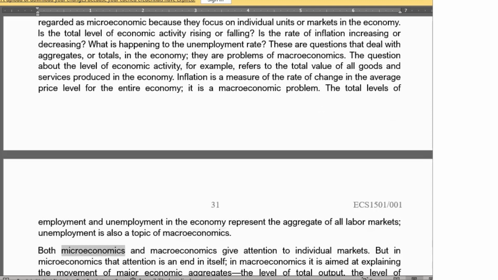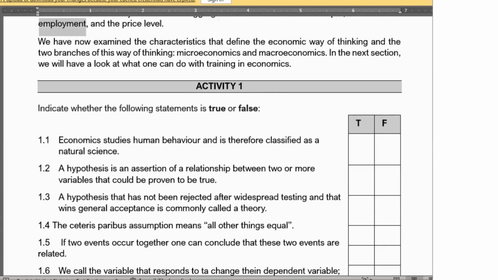Both microeconomics and macroeconomics give attention to individual markets. But in microeconomics, that attention is an end in itself. In macroeconomics, it is aimed at explaining the movement of major economic aggregates: the level of total output, the level of employment, and the price level.